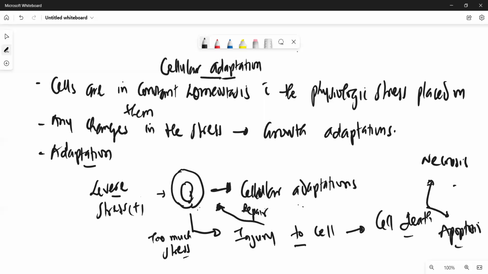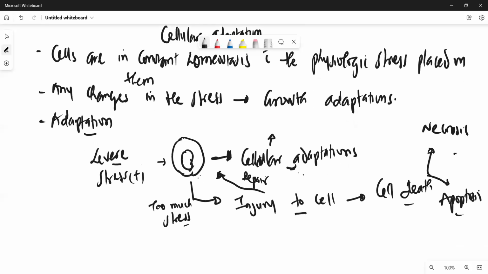And like I mentioned earlier, the essence of cellular adaptation is basically to establish a new steady state that could allow the cells to survive and also continue to function. So in other words, they can continue to deal with the stress. They establish a new steady state that allows them to survive and continue to function.